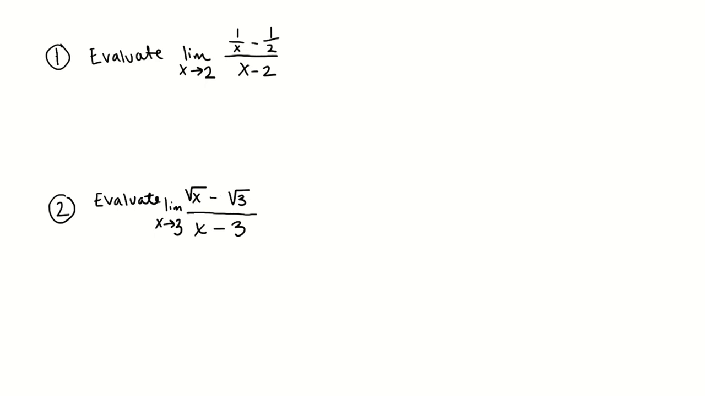Here are two additional algebraic limit examples. One, evaluate the limit as x goes to 2 of 1 over x minus 1/2 over x minus 2. The first thing to try is always to plug in this value for x to see if we can evaluate the limit. So plugging that value in, we get 1/2 minus 1/2 over 2 minus 2. So we end up with 0 over 0. Now, since that's undefined, we need to try something else algebraically.